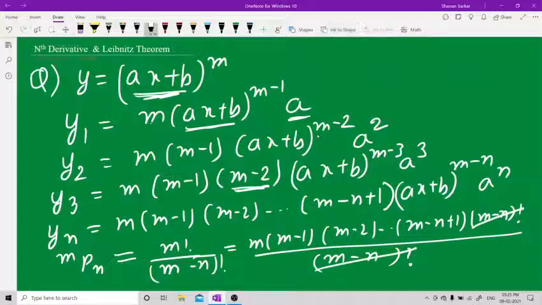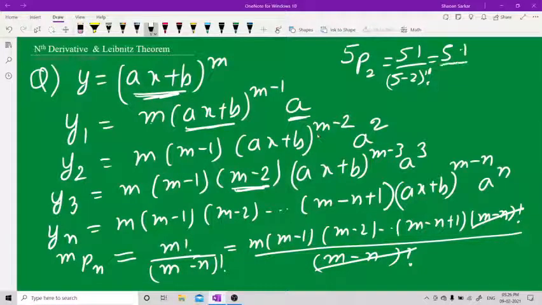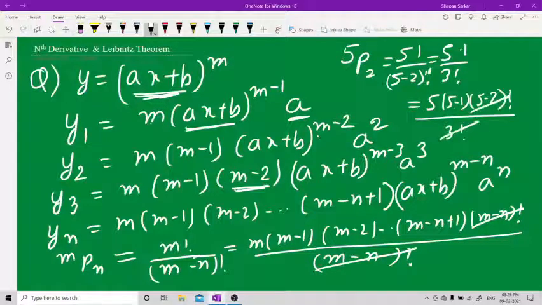Example: suppose I take 5P2. It will become 5 factorial upon 5 minus 2 factorial, which is 5 factorial by 3 factorial. You can write it like this: 5, 5 minus 1, then 5 minus 2 factorial upon 3 factorial, and this cancels out. Similarly, this and this cancel out.